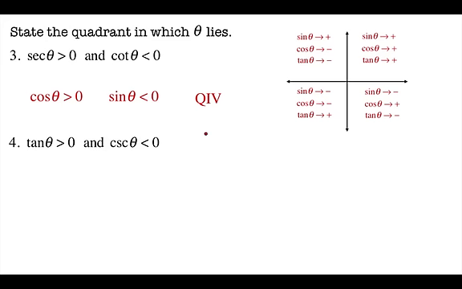Next, tangent of theta is greater than 0, cosecant of theta is less than 0. From here, since cosecant of theta is less than 0, I know the sine of theta is less than 0. Now, tangent of theta is greater than 0. And remember, the quotient identity is sine over cosine. And sine is already less than 0, and tangent is positive. You know that cosine is also less than 0. Which quadrant do these two lie in? Right here, so it's quadrant number 3. Moving on to the next slide.